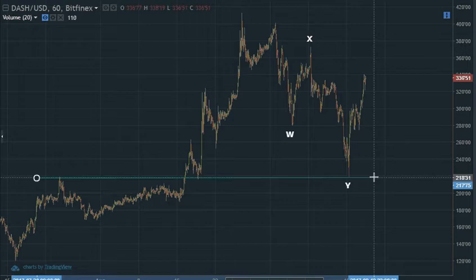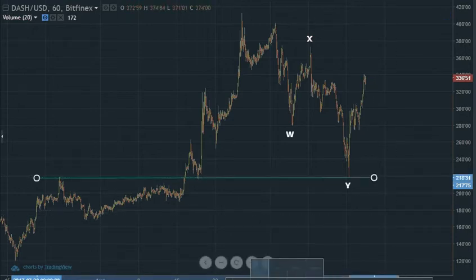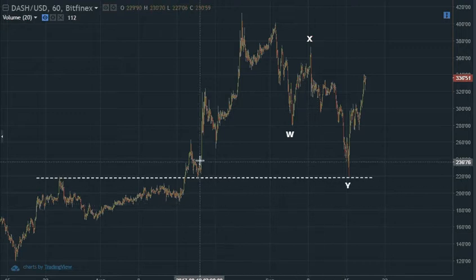And I'm going to draw a line here where there was a good underlying support. So it kind of made good sense.